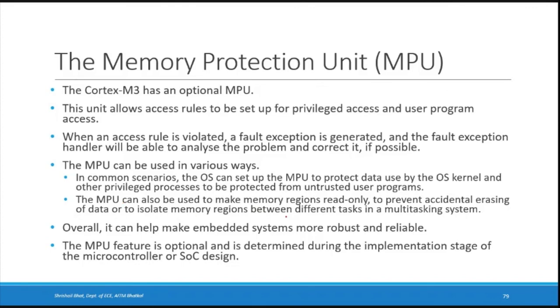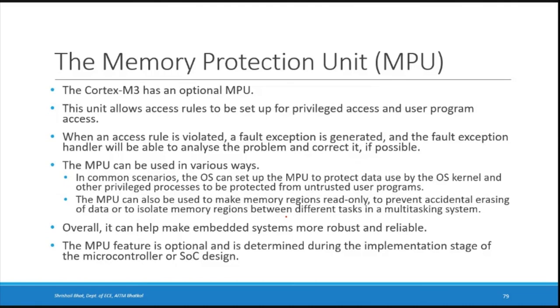If it is a multitasking system, then different parts of the memory can be allocated to different tasks. So we say we are isolating the memory regions between different tasks. For this also we can use memory protection. Overall, it will make embedded systems more robust and reliable. However, as we have said, it is optional, and whether to include it or not is determined during the implementation stage of your microcontroller or system on chip design.